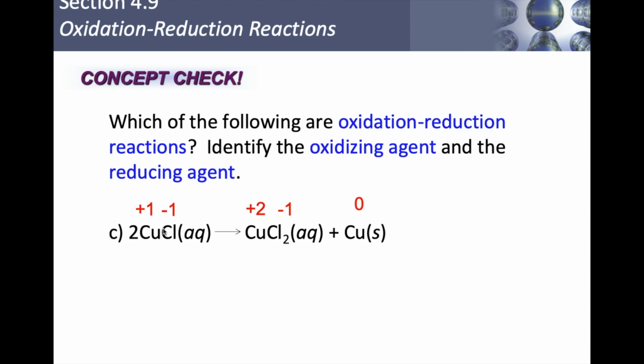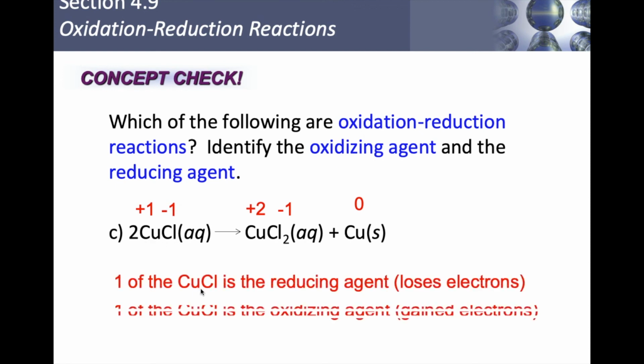The reason why I chose this one is because technically, if you have two of the same thing, one of them can be acting as an oxidizing agent and the other can be acting as a reducing agent. So in reality, one of these CuCls is going to be the reducing agent, losing electrons, and the other one is going to be the oxidizing agent, gaining electrons, because one of them is going from +1 to 0 and the other is going from +1 to +2. And so, again, that's just a good concept check for oxidation and reduction reactions.